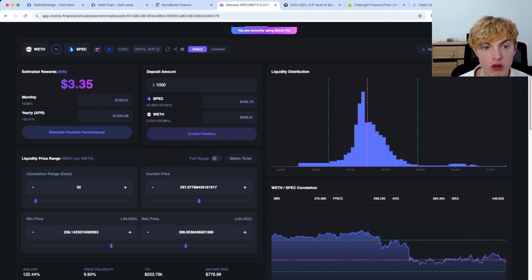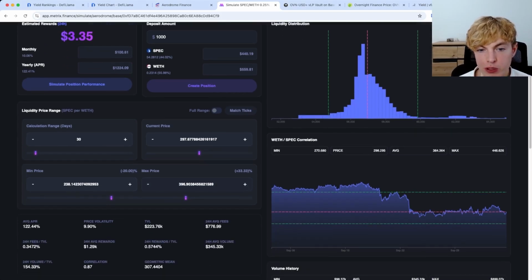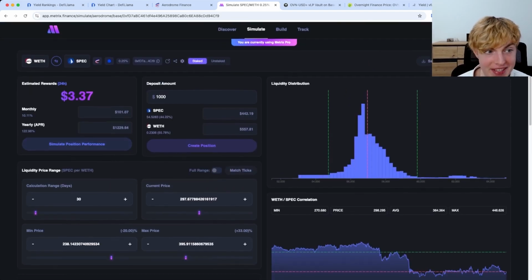And then look, we have spec to Ethereum. Now this isn't actually an Aerodrome position, it's over on Uniswap. But if we scroll down and look, you can already see the yearly APR set at 122%. What is that? That's crazy. So if we scroll down, we can see the yearly APR is already set at 122%.